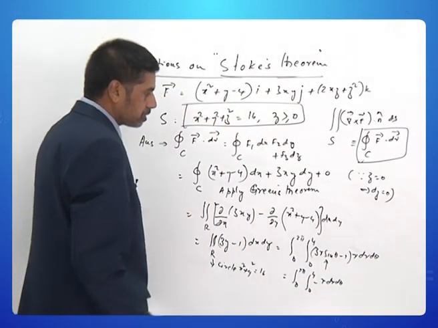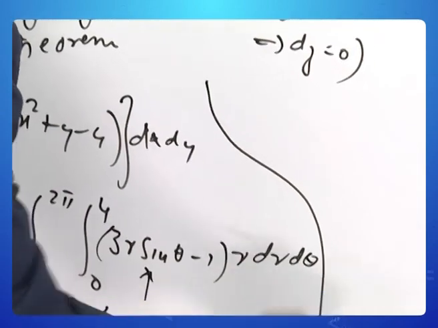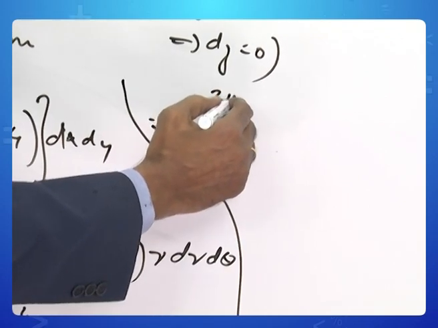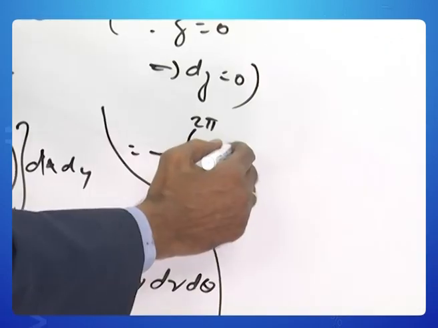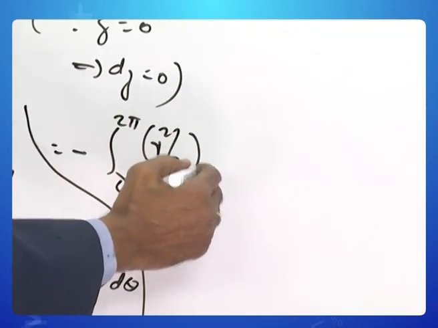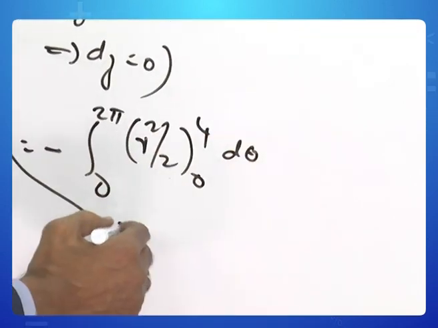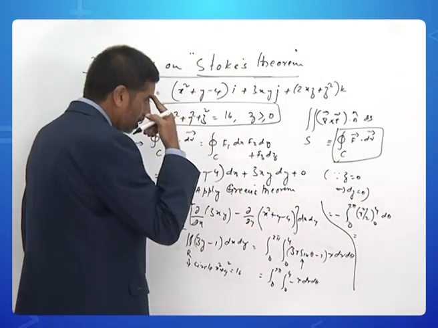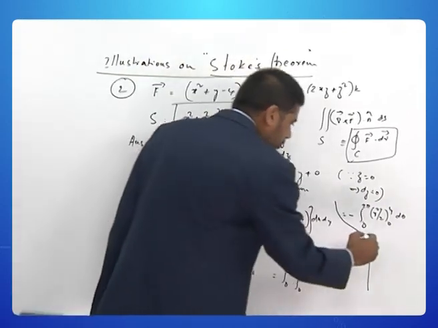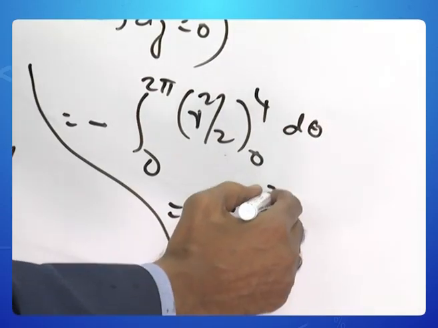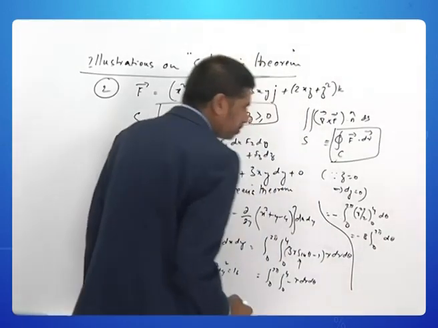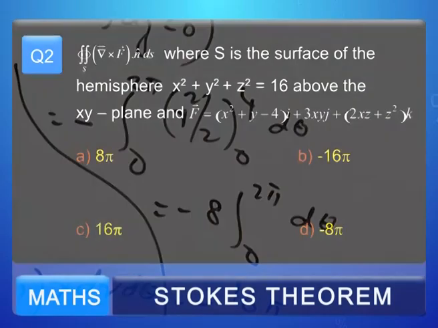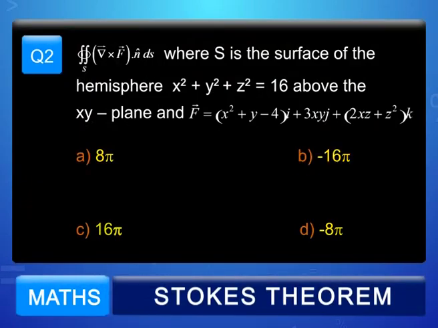So let us evaluate it because it's a very simple situation. So this will be minus integral 0 to 2 pi of r square by 2 from 0 to 4 d theta. So this will be 16 by 2, that is 8. So this will be minus 8 from 0 to 2 pi d theta. So this will be minus 16 pi. So the correct option for this problem would be B.